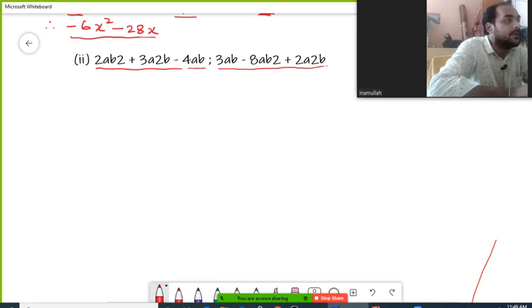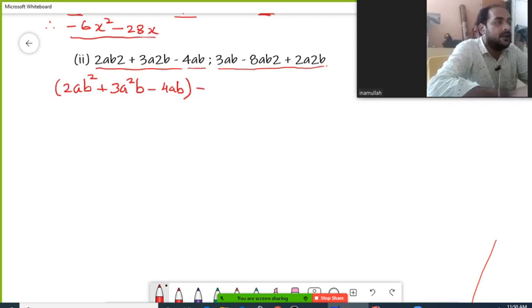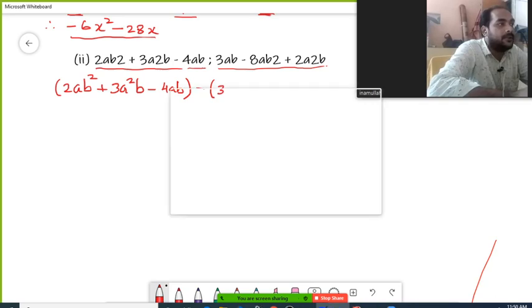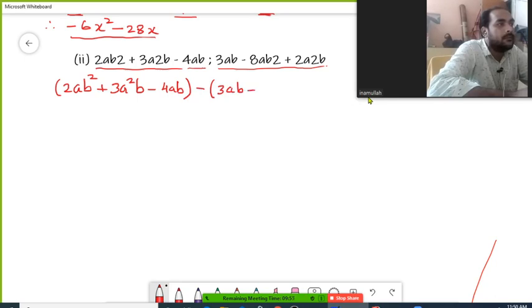So this can be written as: in the first bracket you write your first polynomial, that is 2ab square plus 3a square b minus 4ab. This is your first polynomial. We need to subtract the second from the first, so I'll take a minus sign here, and then I'll take my second polynomial. My second polynomial is 3ab minus 8ab square plus 2a square b. This is my second polynomial.